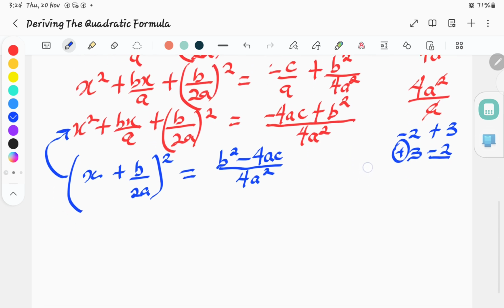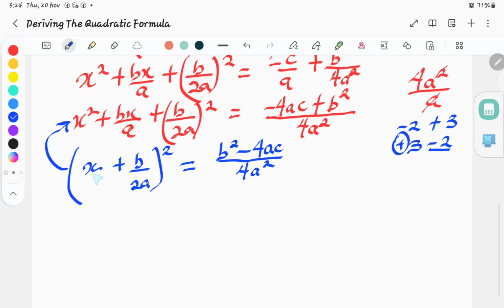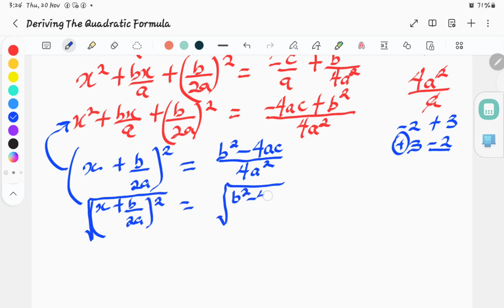Now don't forget the aim. We want to make x the subject of the relation. Now there is a square. So what we do next to remove the square is to take the square root of both sides, which will mean we are going to have something like this. x plus b over 2a all squared equals the square root of b squared minus 4ac all over 4a squared. So the square is going to cancel the square root.